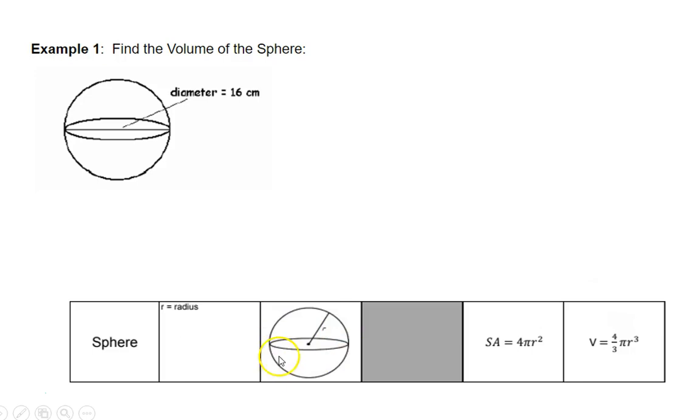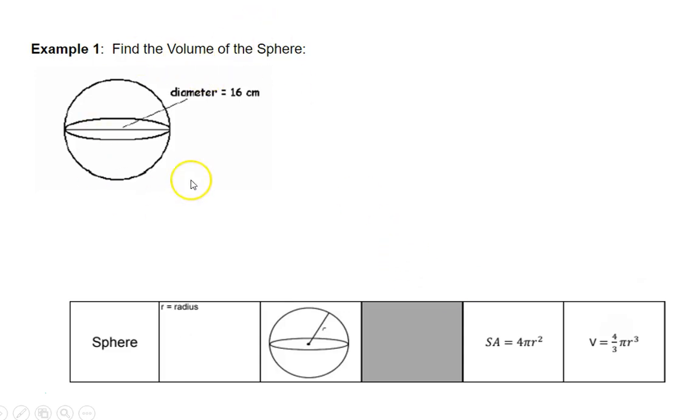R stands for radius. Here's a sphere, and the radius of a sphere is from the center of the sphere out to any point on the ball, so to speak. And there's our surface area formula, but we want the volume formula, and the volume formula is 4/3 times pi times the radius cubed, the radius to the third power. So all we need to know about a sphere to find its volume is its radius.